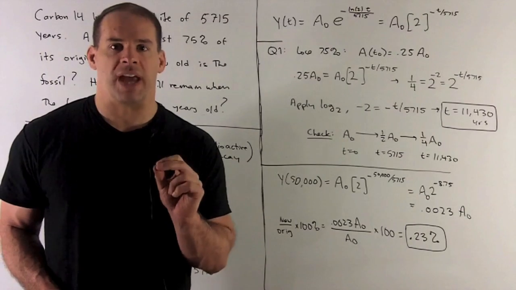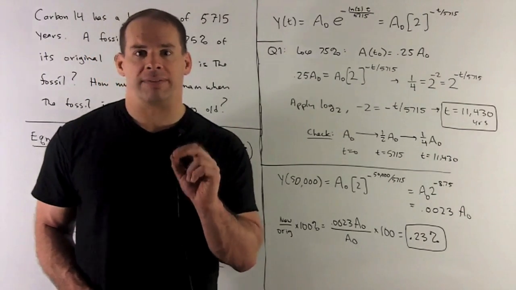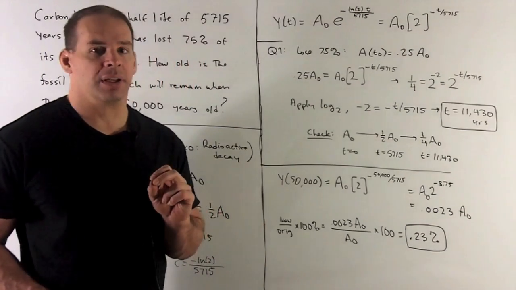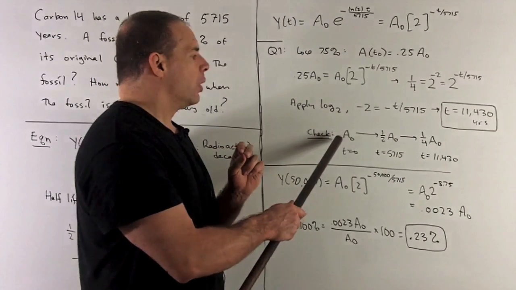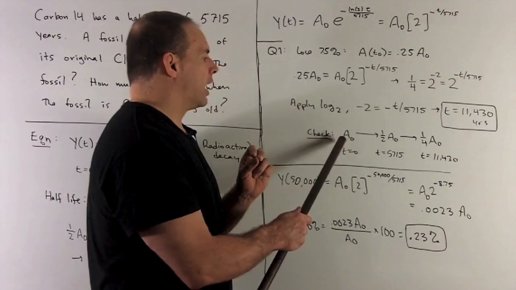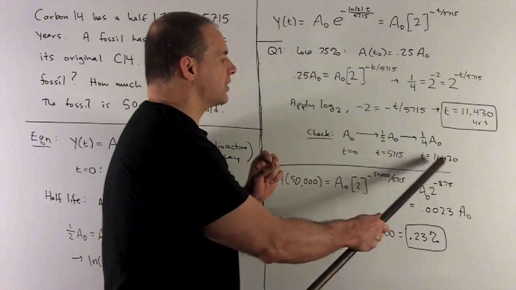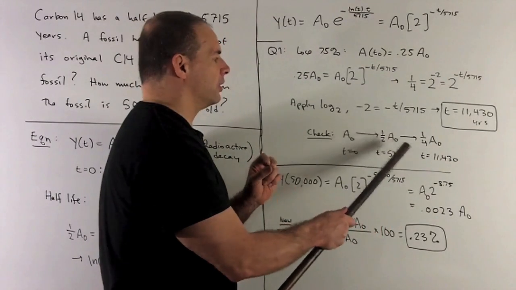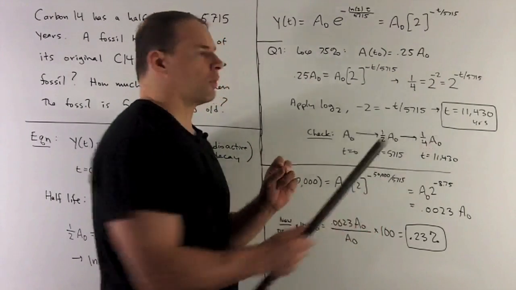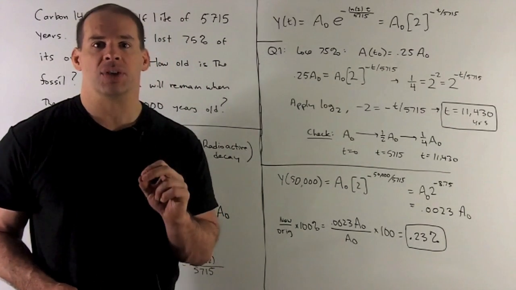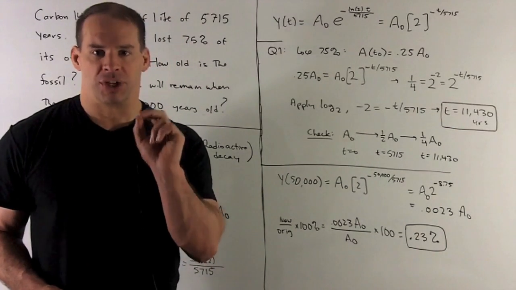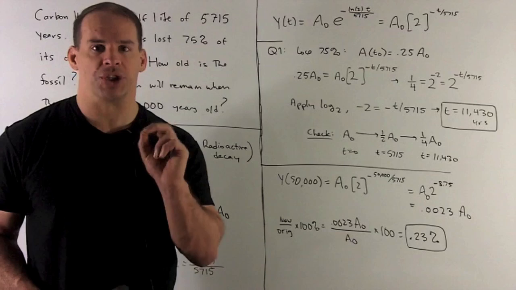Now, we can check that. That's exactly 2 half-lives. So let's see what happens. If I start with A0, 1 half-life passes, we cut the original amount in half. Another half-life passes, we'll cut this amount in half, and you note we have 1/4 of our original amount. So that means we have 25%, just like we started with. So our check works.